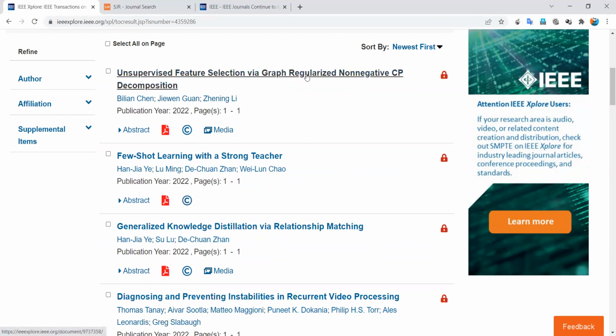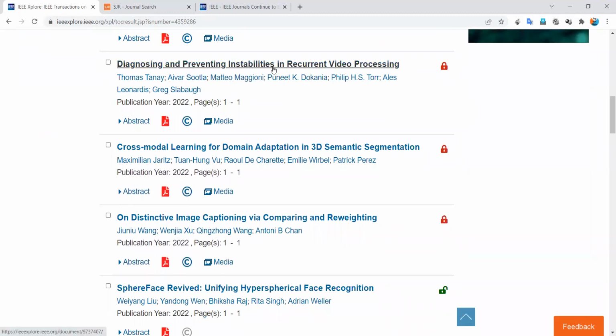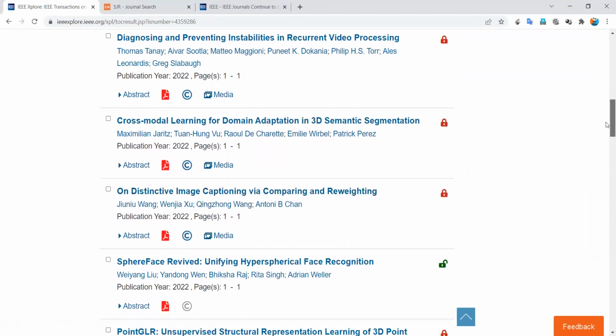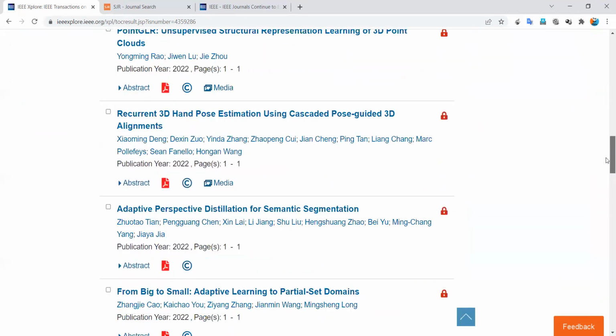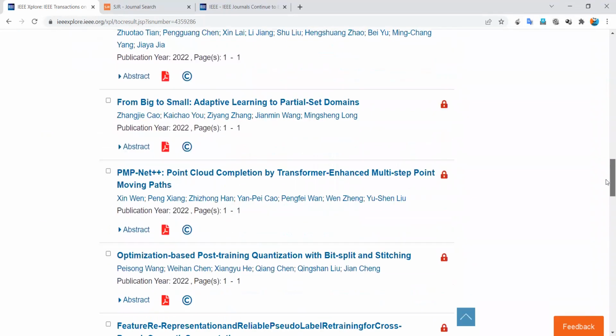So here the feature selection or graph regularization. Okay, then here learning, and here you can see the matching, the generalized knowledge distillation, knowledge dissemination, diagnosing and preventing instabilities in video processing, then cross-modal learning, then 3D semantic segmentation, and image captioning. Image, video, and segmentation related processing they have discussed a lot in the recently accepted articles.